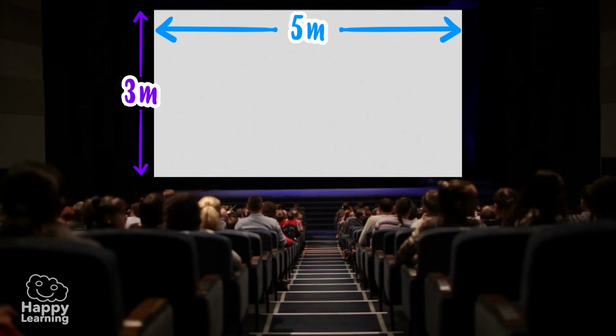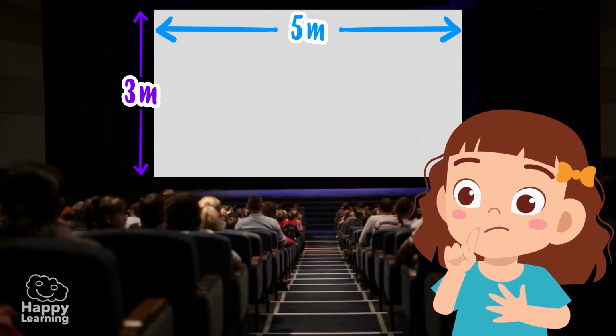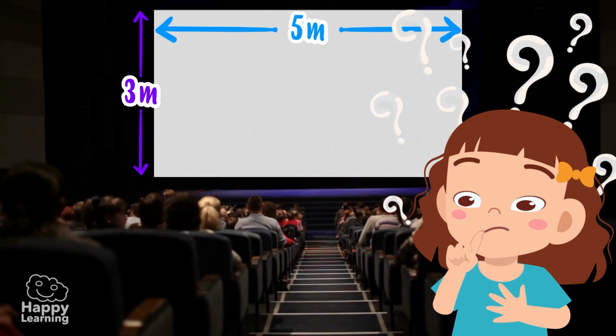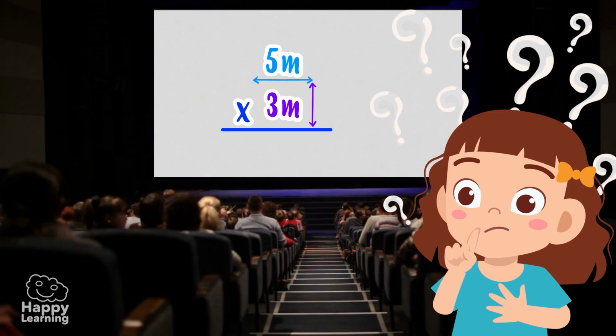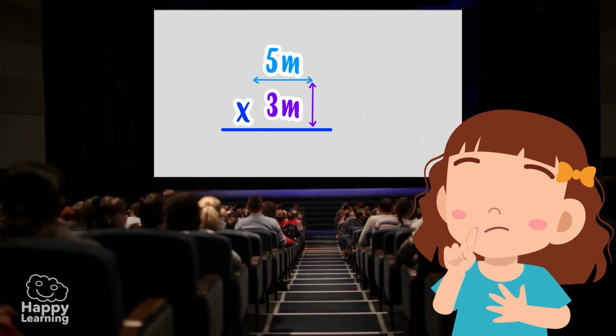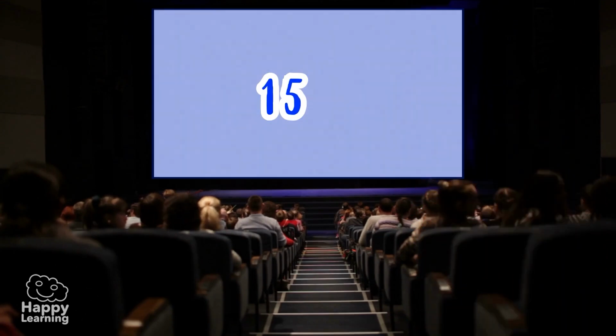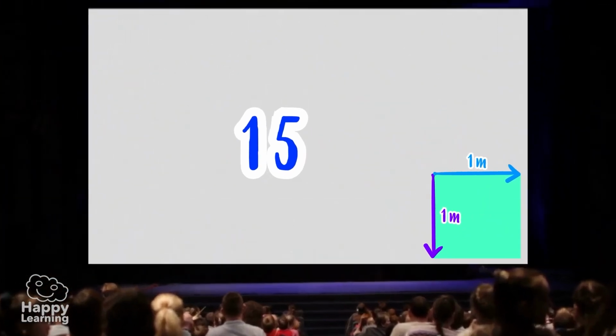Shall we try it? Now, we've said that our screen is 5 meters wide by 3 meters long. Well, to know what the area is, we have to multiply the width by the length. In this case, 5 by 3, which equals 15. In other words, the surface of our screen measures 15 meters squared. Now we can say that our screen fits 15 squares that measure 1 meter by 1 meter. Let's check.